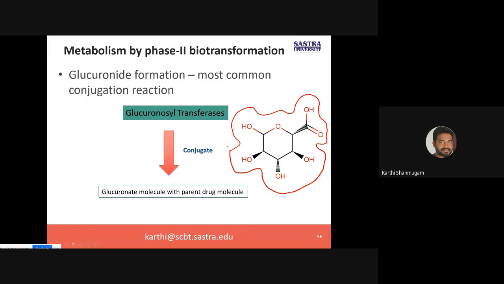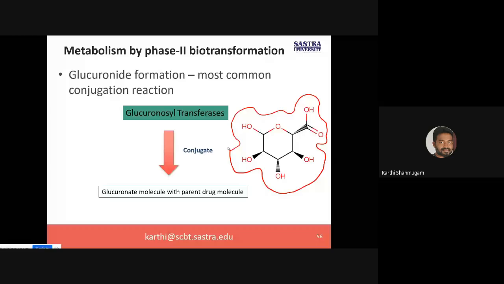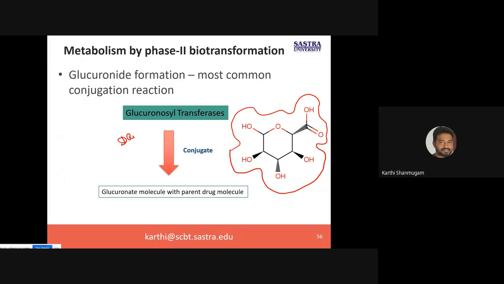Like sugar, it is a 6-membered ring having many OH groups. We can definitely say that this molecule could be highly polar in nature because of the presence of many OH groups along with 2 oxygen atoms. So with the help of this glucuronyl transferase, if you have any drug molecule, the main job of this glucuronyl transferase is that it takes this drug molecule and this glucuronate, and attaches both.